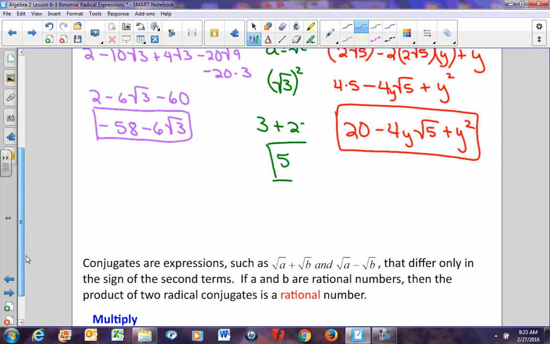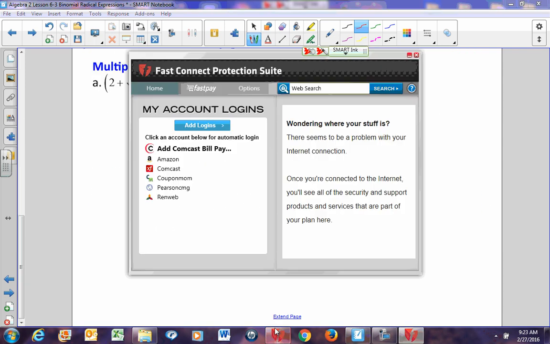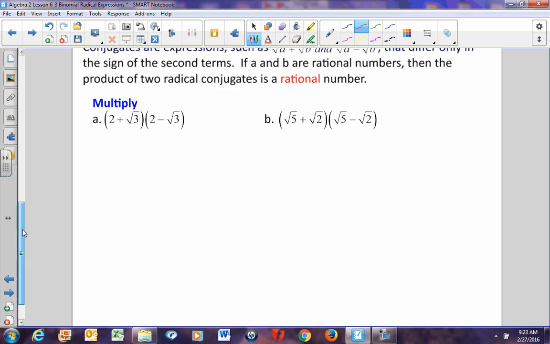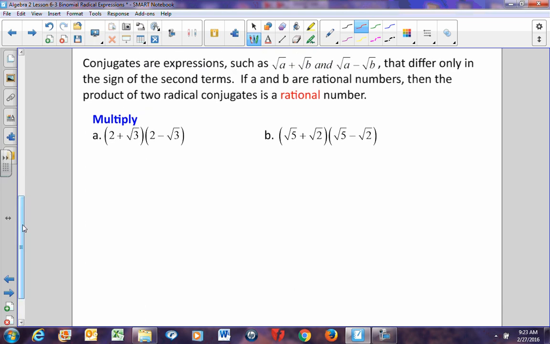All right, now, conjugate expressions. Conjugates are expressions such as square root of a plus the square root of b and square root of a minus the square root of b. And remember, they differ only in the sign of the second terms. Just like the conjugate in imaginary numbers, the conjugate of 1 minus i is 1 plus i. The conjugate of the square root of 2 plus the square root of 3 is the square root of 2 minus the square root of 3.